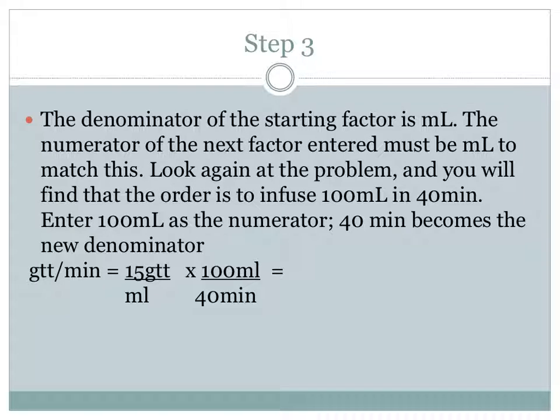Then we calculate the denominator of the starting factor as milliliters. The numerator of the next factor entered must be milliliters to match. Look at the problem and you will find that the order is to infuse 100 milliliters in 40 minutes. So we do 100 milliliters over 40 minutes as our next factor.